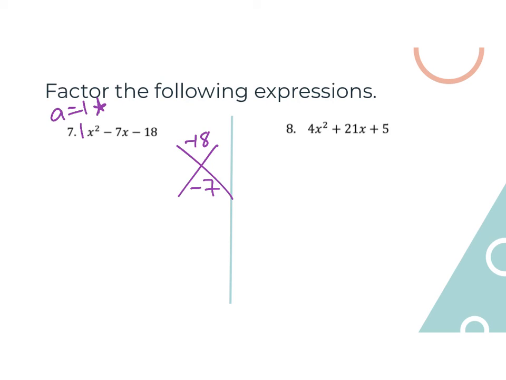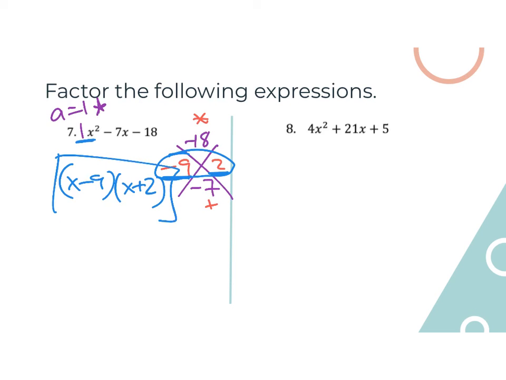So negative 18 and negative 7, that means product of negative 18, sum of negative 7, that's negative 9 and positive 2. Negative 9 times 2 is negative 18. Negative 9 plus 2 is negative 7. So here's your shortcut. Are you ready for this? This is going to be mind-blowing for you. Since my a term is 1, my factors are x minus 9 and x plus 2. Boom. Done. I can skip the reverse box.